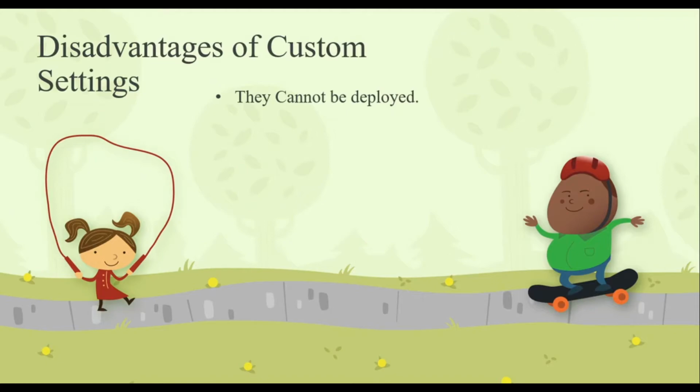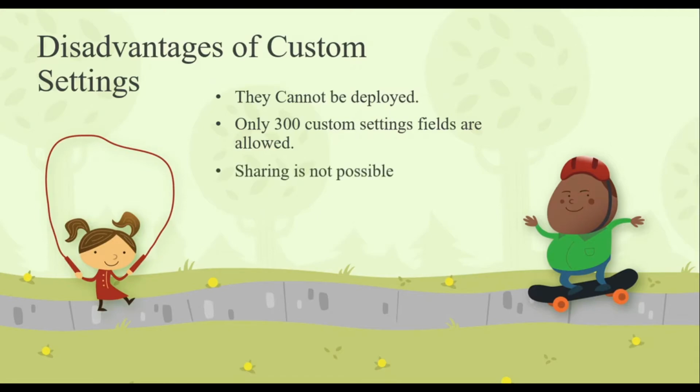So we have talked about the advantages. Now we will be talking about some disadvantages. The first disadvantage is that they cannot be deployed. Yes, guys, you heard right, your custom settings cannot be deployed. The second is that only 300 custom setting fields are allowed in one custom setting. The third is that sharing is not possible. You cannot share the records from one person to another or via other means. So this is a big disadvantage.